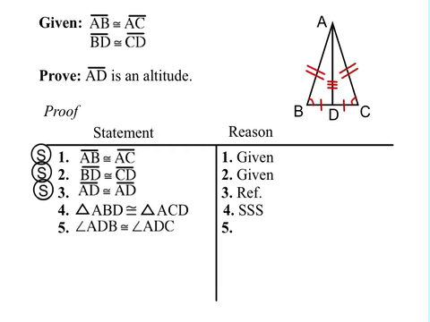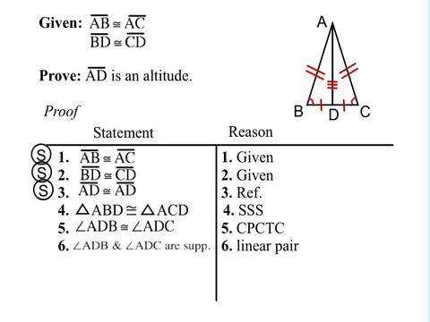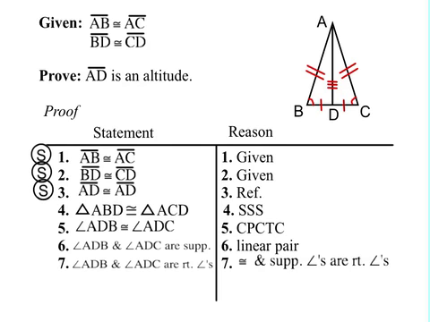And of course, the reason for that is corresponding parts of congruent triangles are congruent. And then we're going to state that they're supplementary. And we can see that from the diagram because they form a linear pair. We're also going to state that those two angles are right angles, and that's from the theorem that congruent and supplementary angles are right angles. And then we get to state that AD is an altitude by the definition of an altitude, and this proof is complete.